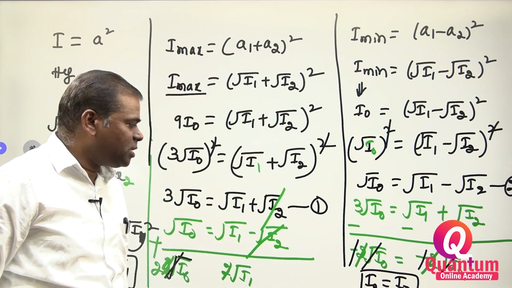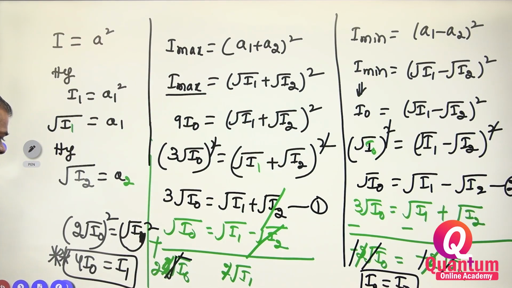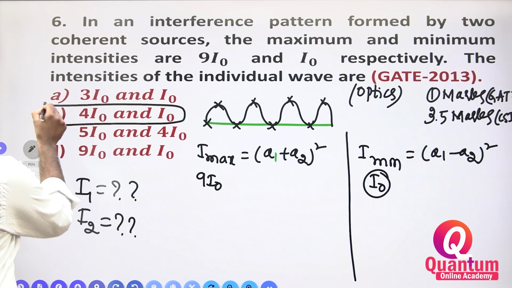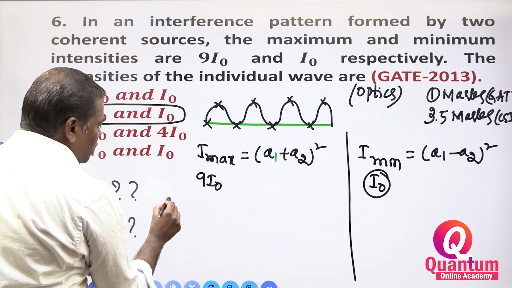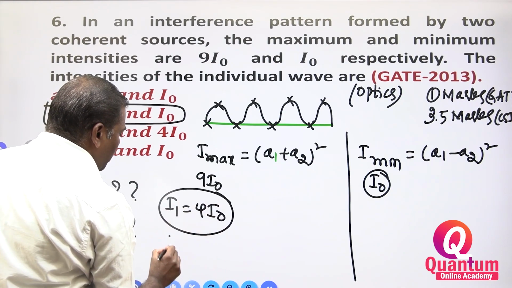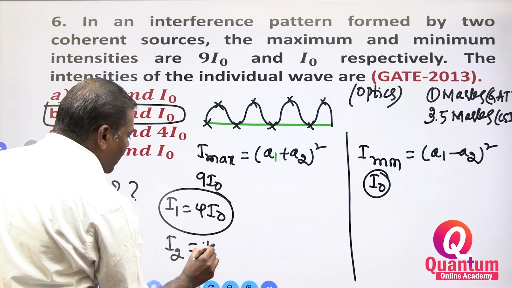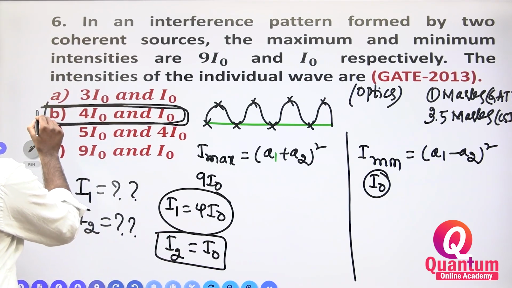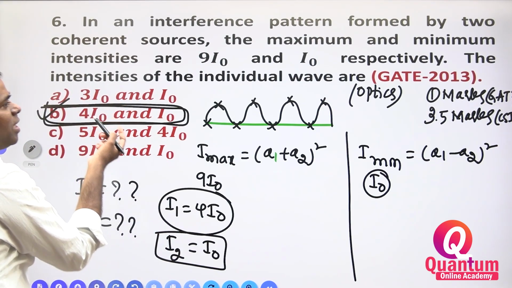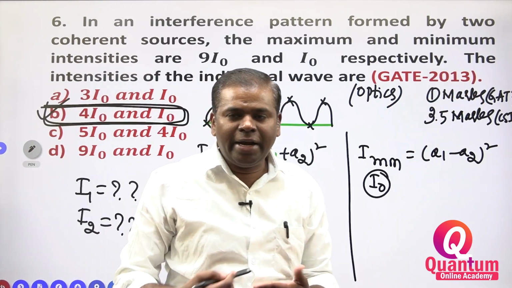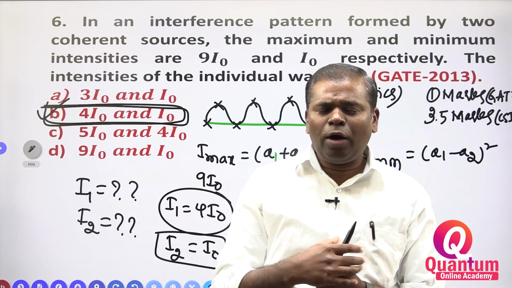Now, once you have to check the options, the individual intensities. What are the individual intensities? 4 I naught and I naught. First, I1 is equal to 4 I naught and I2 is equal to I naught. This is very, very important. For how many marks they are asking? It is a 1 mark question from the 2013 GATE examination. Like this we have to do.